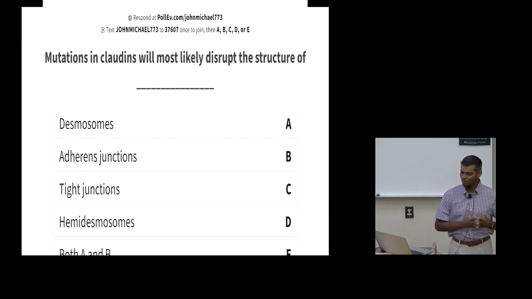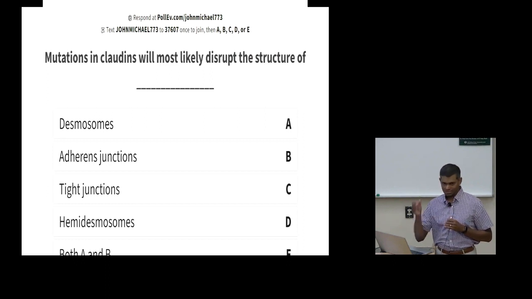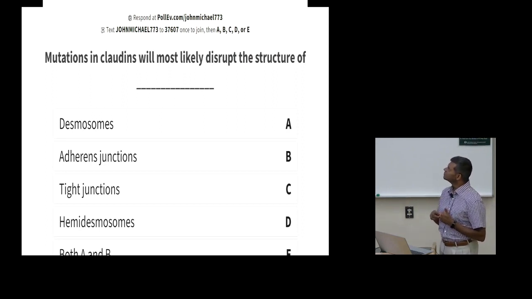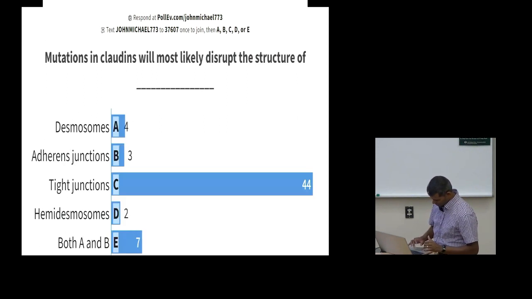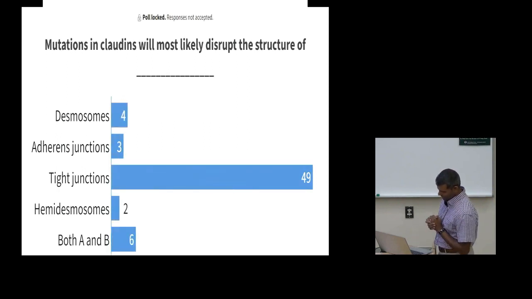Mutations in claudins will most likely disrupt the structure of which of the following? So I told you that these cell junctions are made up of different types of proteins. There are hundreds of proteins, but I mentioned a few of them, and I discussed in a little bit of detail, so I'm hoping you can tell me if claudins had mutations, which of the following cell junctions would be disrupted? Ooh, most of you said tight junctions, and you are right.